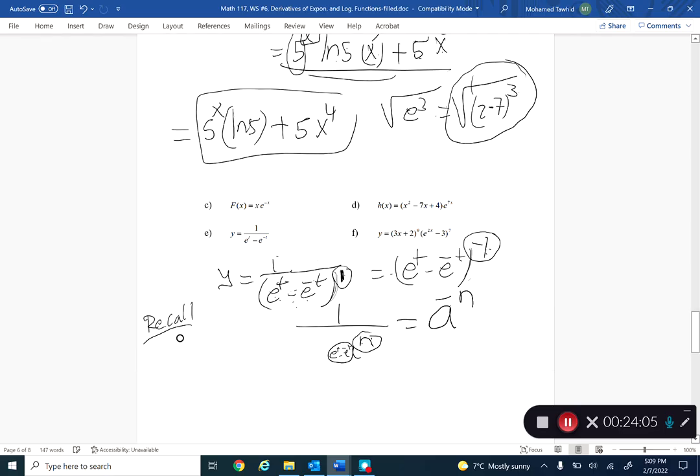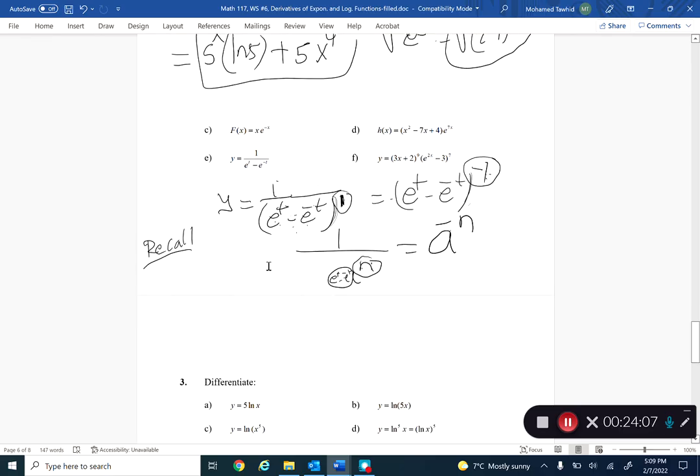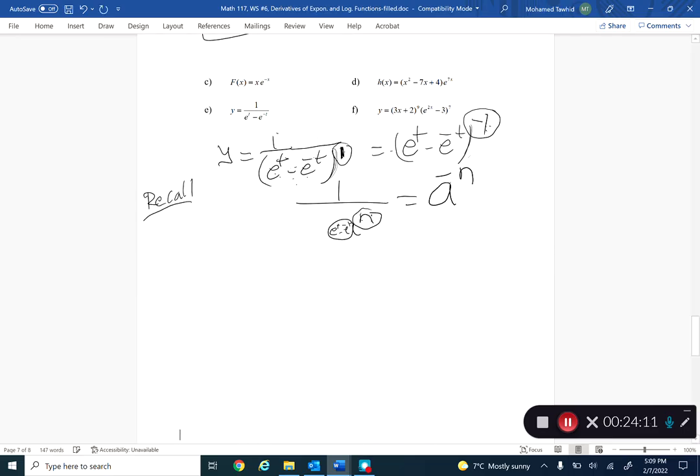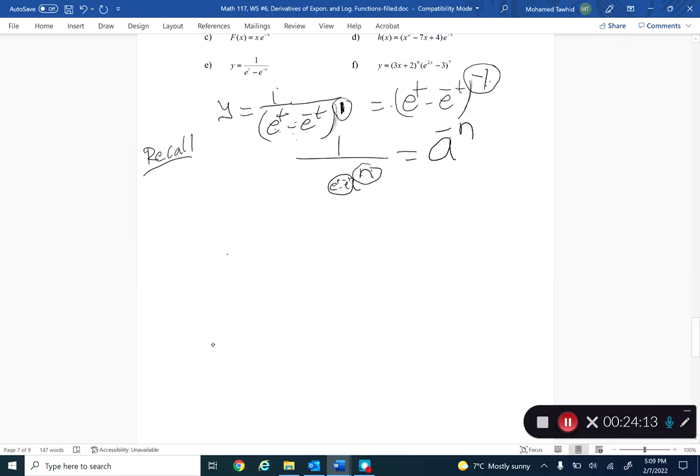If you have a bracket to the power n, that is the power rule. Let me recall the power rule for you, then we can apply it. If you have a bracket to the power n, I need to take the derivative of this: n, then your bracket to the power n minus 1, multiplied by the derivative of whatever is inside the bracket.